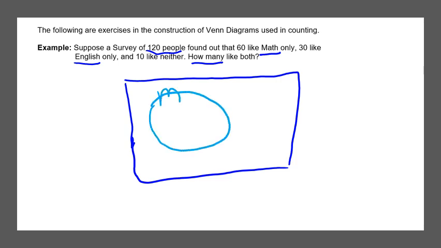That's my math circle. There are going to be those that like English. Here's my English circle. And we overlap them because some might like both. So once again, I start with the 120 people. You might see where to start, okay? I'm acting as though I did not know where to start. If you know where to start, you go for it, okay?